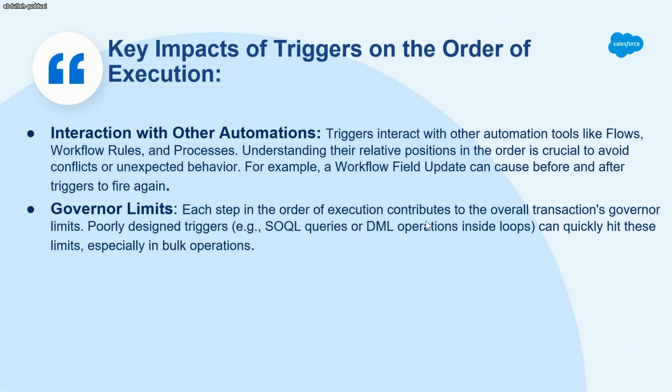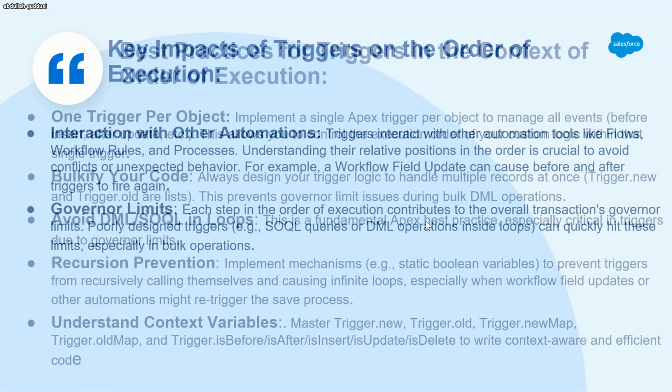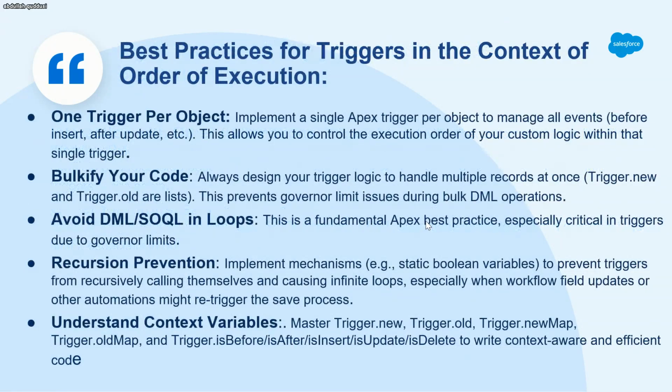And as you know, we are using Salesforce, and it's a tenant based application. So there are limits for each and everything. So we also need to keep a close eye on the governor limits, how we can limit those governor limits and how we can avoid the issues that will come up as a result of those governor limits. So at last, these are the best practices for triggers in context of order of execution.